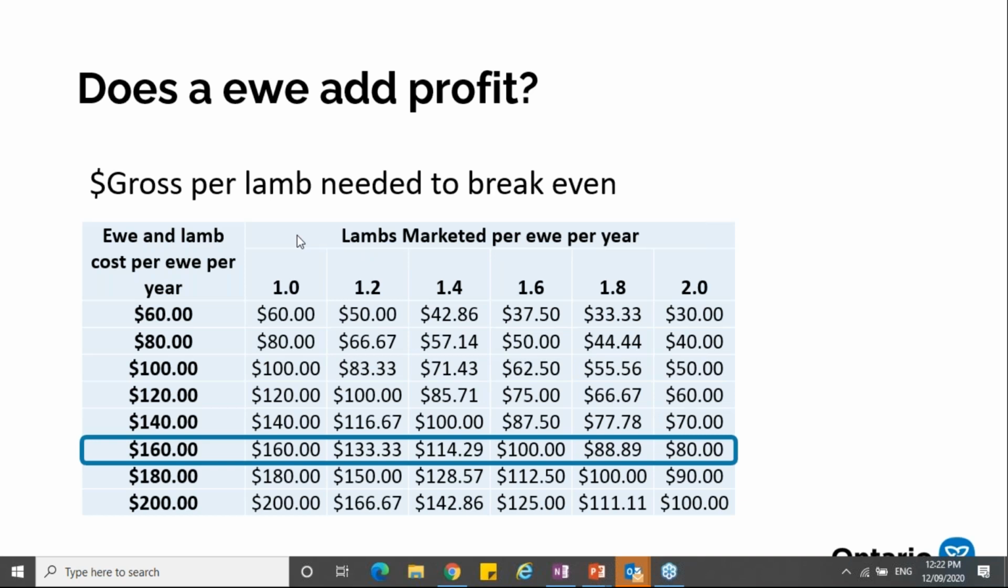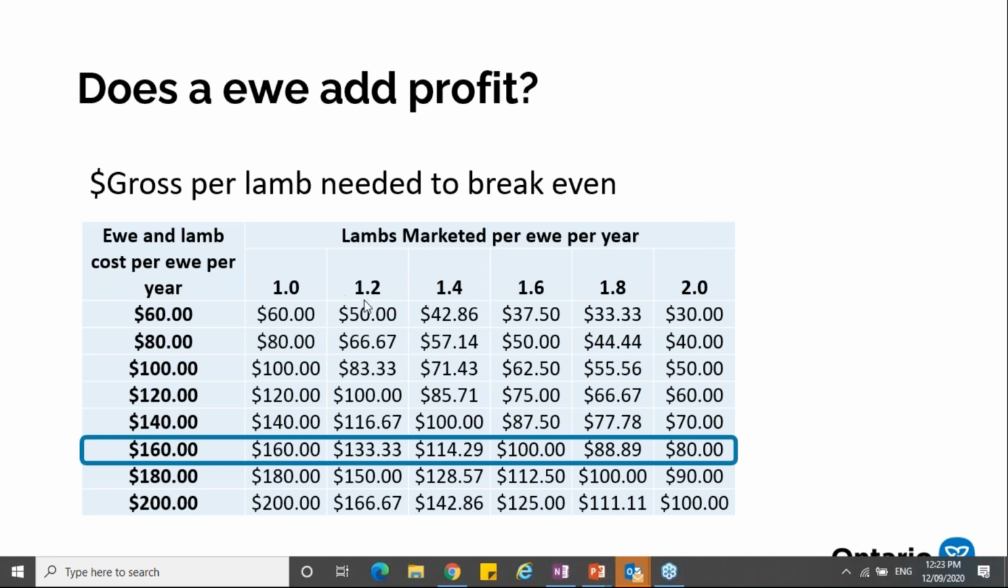If you kept your information in these two books I was just talking about, you have the total number of lambs that were marketed. If you take that total number of lambs marketed and divide it by the number of ewes that you have, you get this number here of lambs marketed per ewe per year. So, are you marketing 1, 1.2, 1.4? I've just done every point 2 in this particular table.